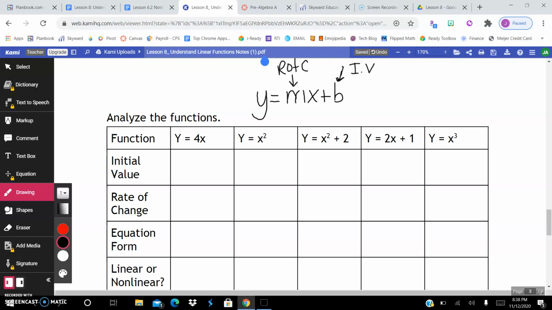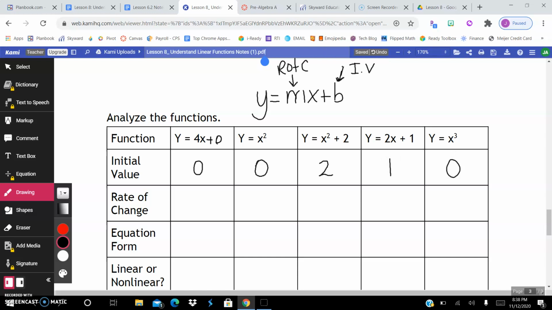So for the first one, we're looking for the initial value on everything. And y equals 4x does not have a plus or minus at the end, so we can just assume it's a 0. So its initial value is 0. Same thing here. We don't have a plus or minus on y equals x squared, so that would be 0. And then y equals x squared plus 2 has a plus 2, so that would be 2. This one would be 1, and this one would be 0.